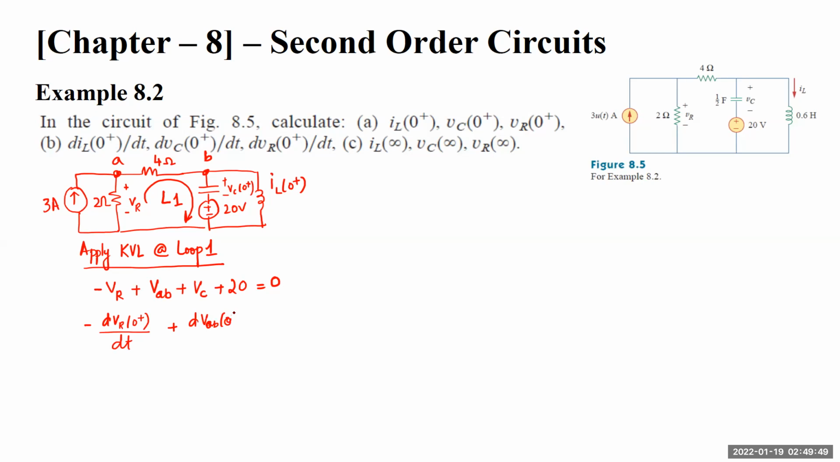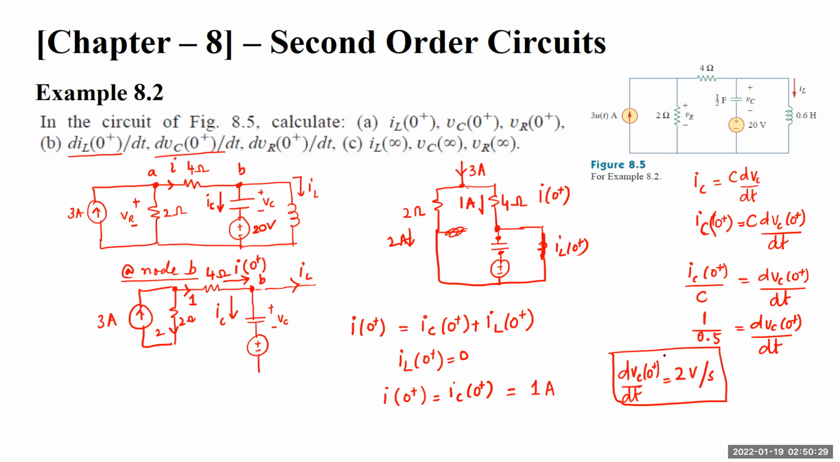dVAB 0 positive divided by dt plus dVC 0 positive by dt, and this equals 0, right? And we have actually found dVC by dt 0 positive, and in our previous slide we found that this is equivalent to 2 volts.